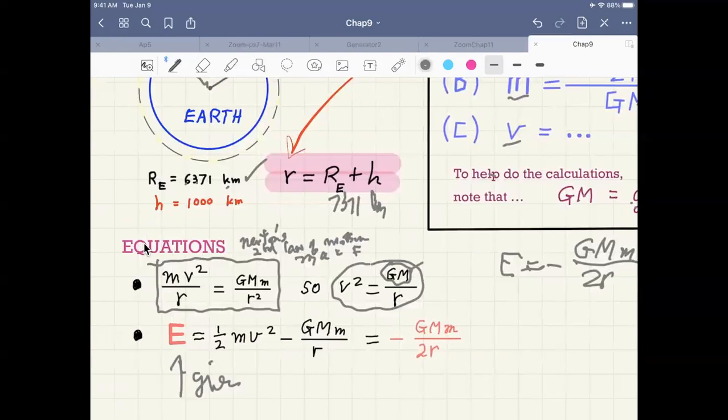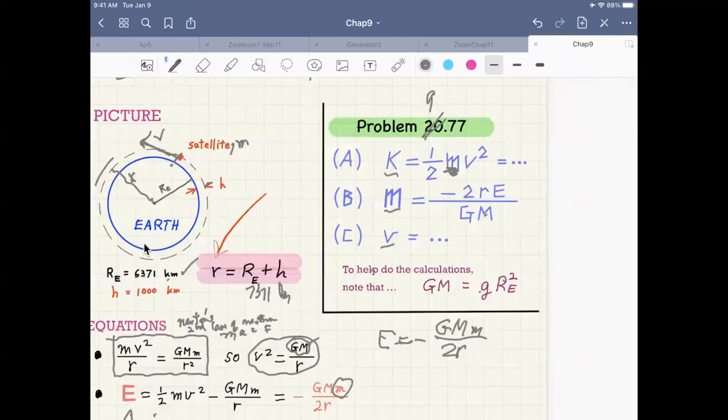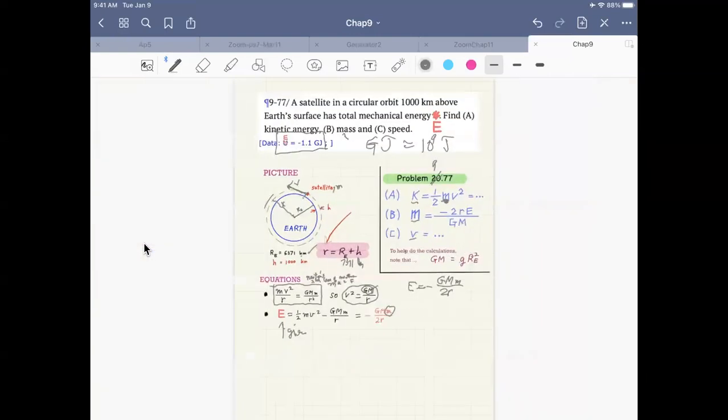E is given. You can use that to determine m once you've figured out v. No, you don't even need to figure out v. Use that to calculate m, and you can put those two together to calculate the kinetic energy. So it's the usual kind of problem where you have multiple equations and multiple unknowns. So you have to use algebra.